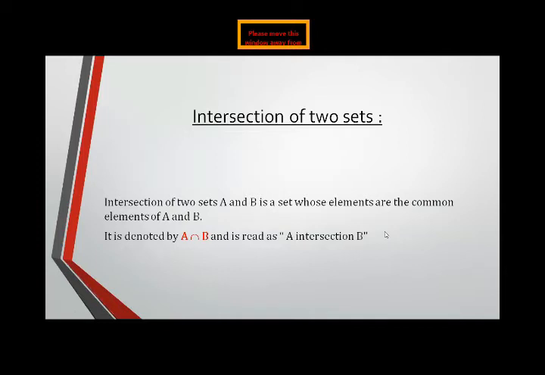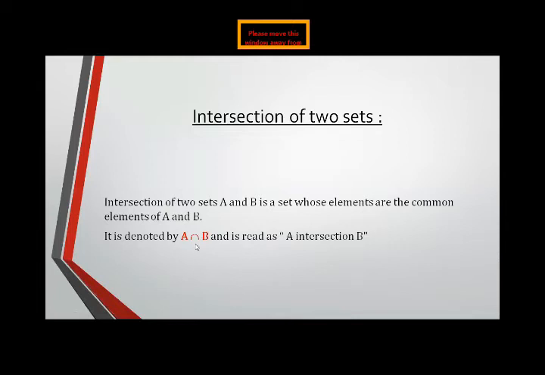Okay, here is the definition or the explanation for the intersection of two sets. Intersection of two sets, set A and set B, is a set whose elements are common elements of A and B. I repeat it, students, please listen to me carefully. Intersection of two sets A and B is a set whose elements are the common elements of A and B. It is denoted by A intersection B.